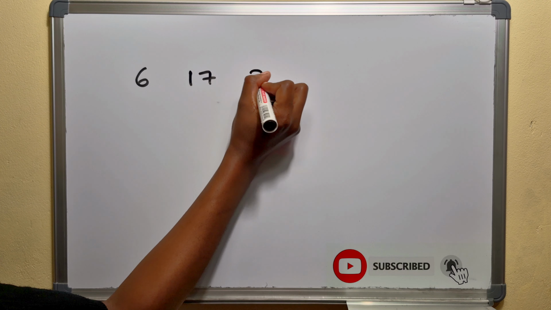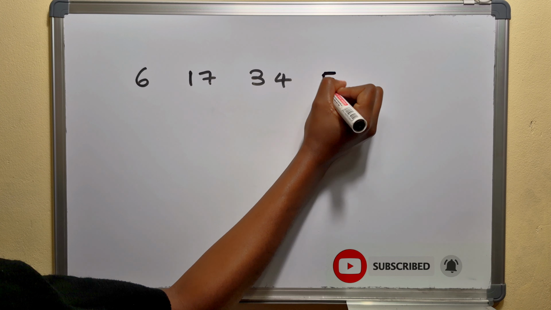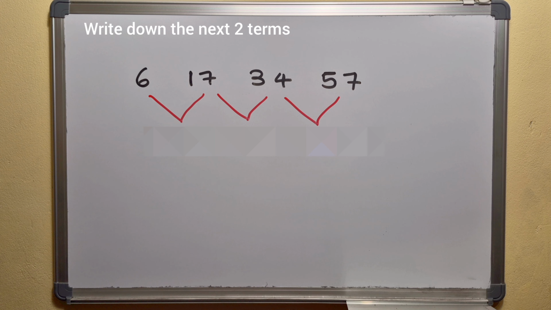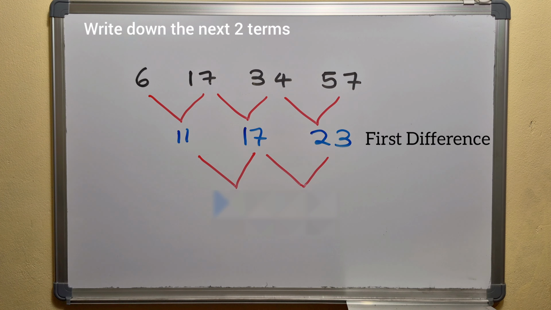We are given the number pattern 6, 17, 34, 57. Now, before you go to the questions, to make things easy for yourself, take a pencil and show the first difference and the second difference. 57 minus 34 is 23. 34 minus 17 is 17. 17 minus 6 is 11, and that is our first difference. 23 minus 17 is 6. 17 minus 11 is 6. And that is a constant second difference.